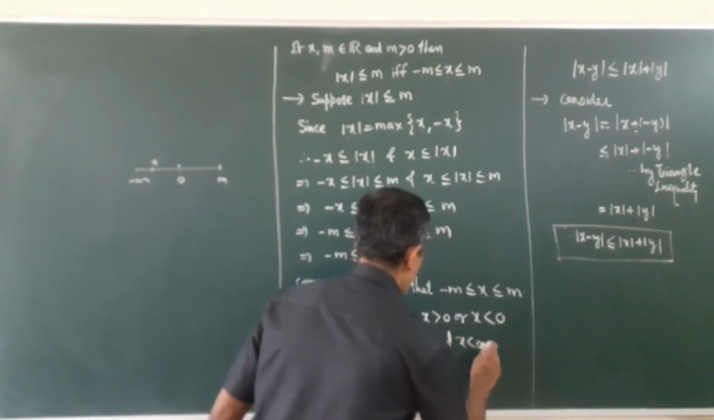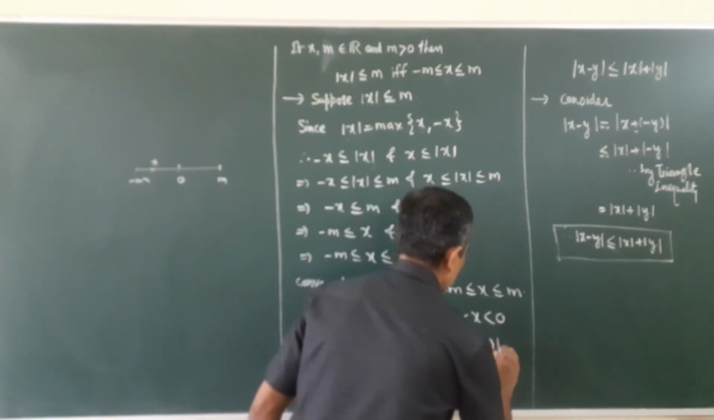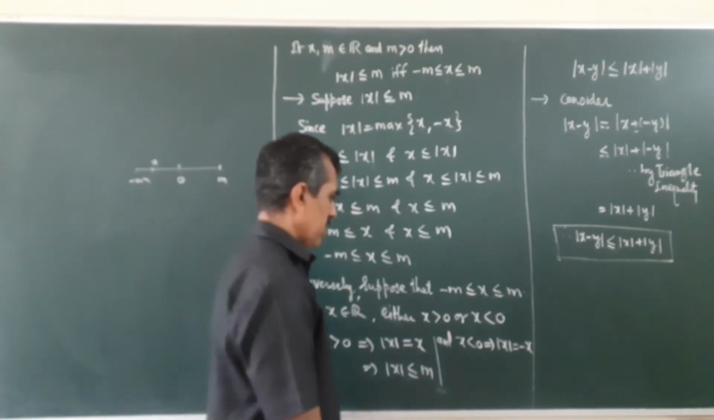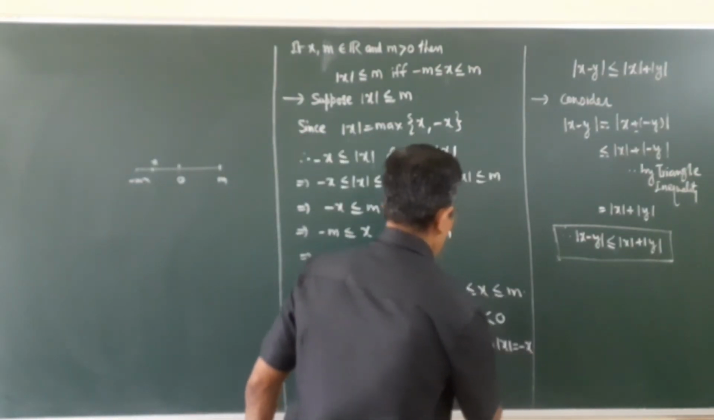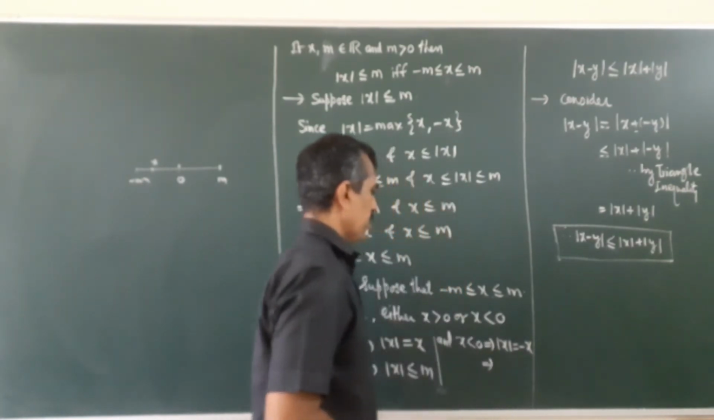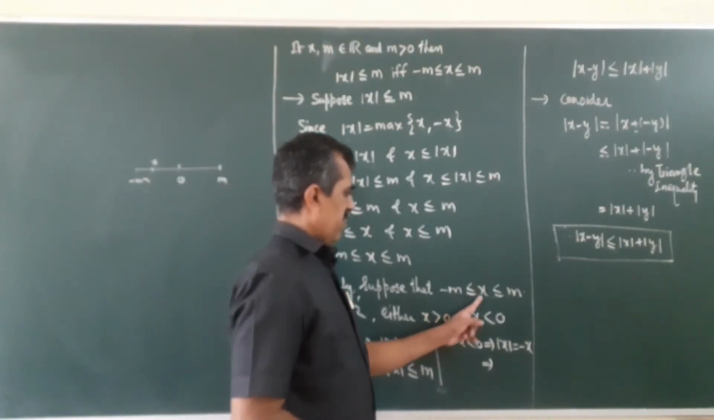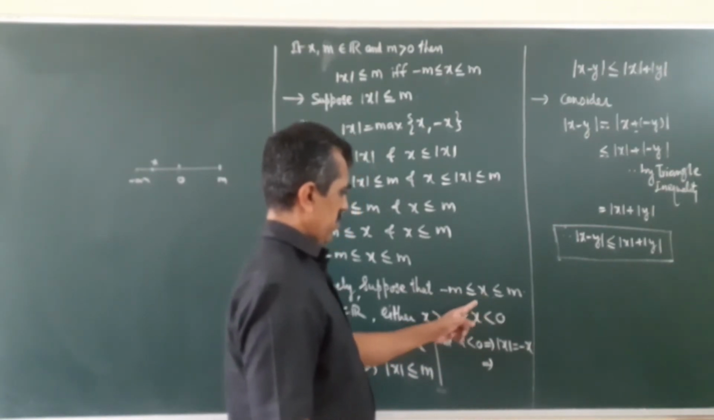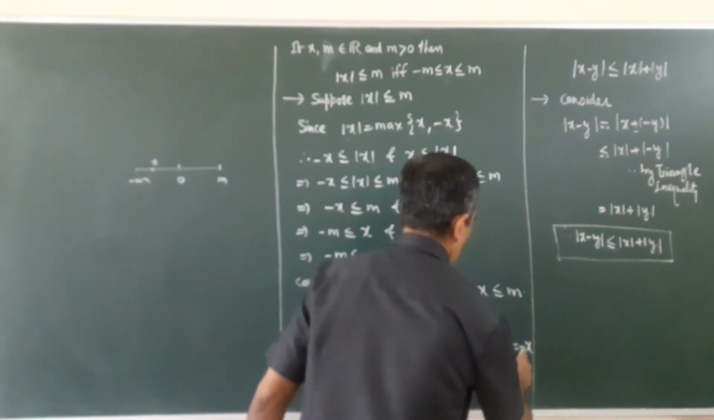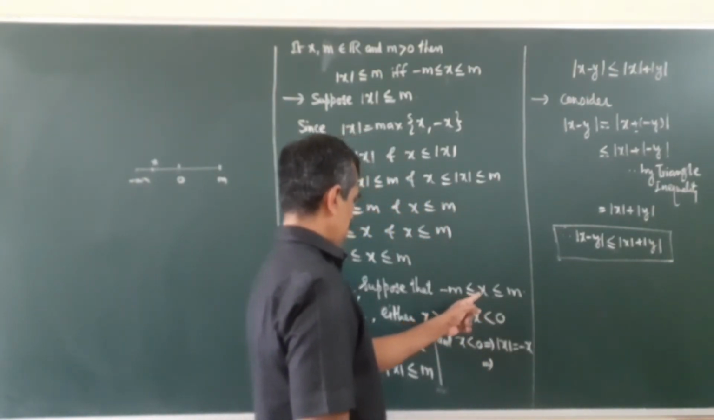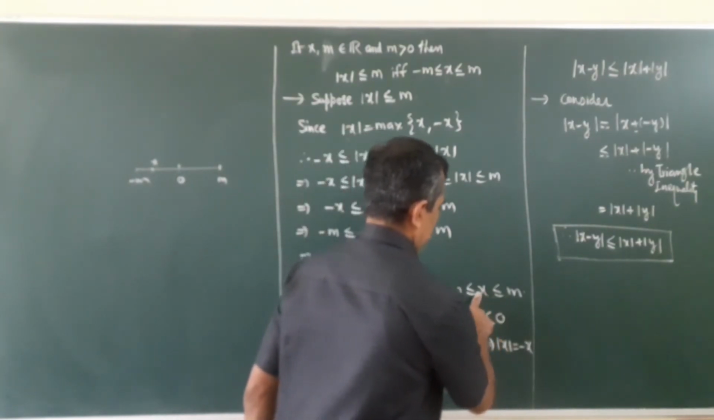And x less than 0 implies mod x is equal to minus x. Now minus m is less than or equal to x. Therefore, what about minus x? What about minus x here?